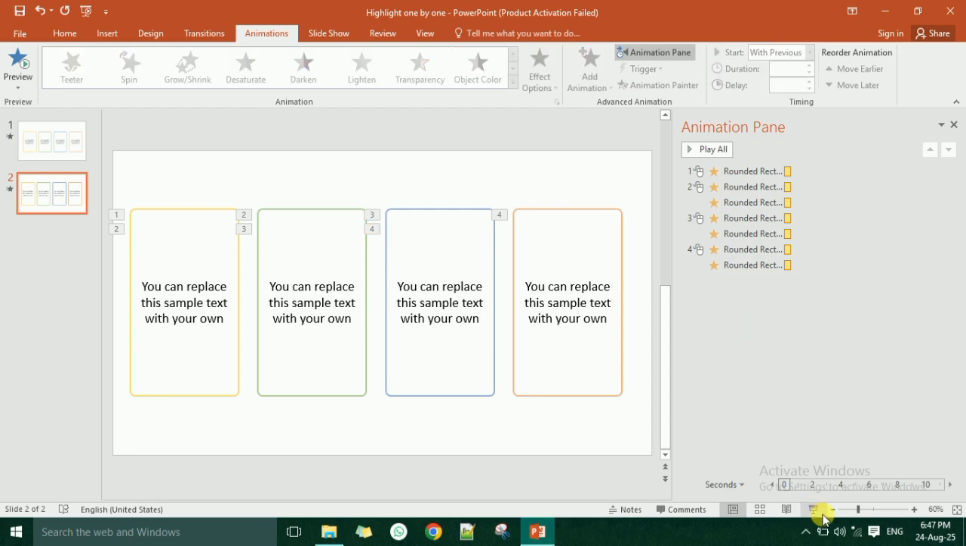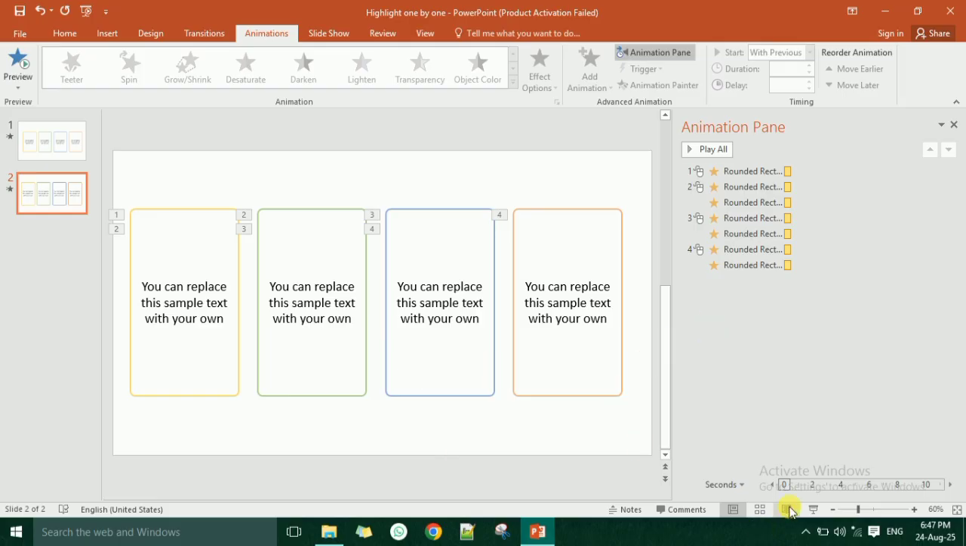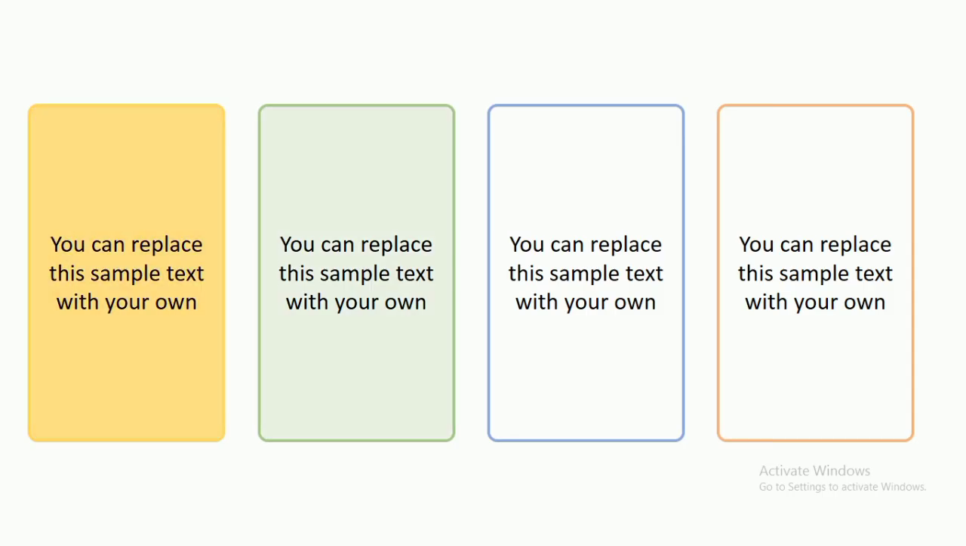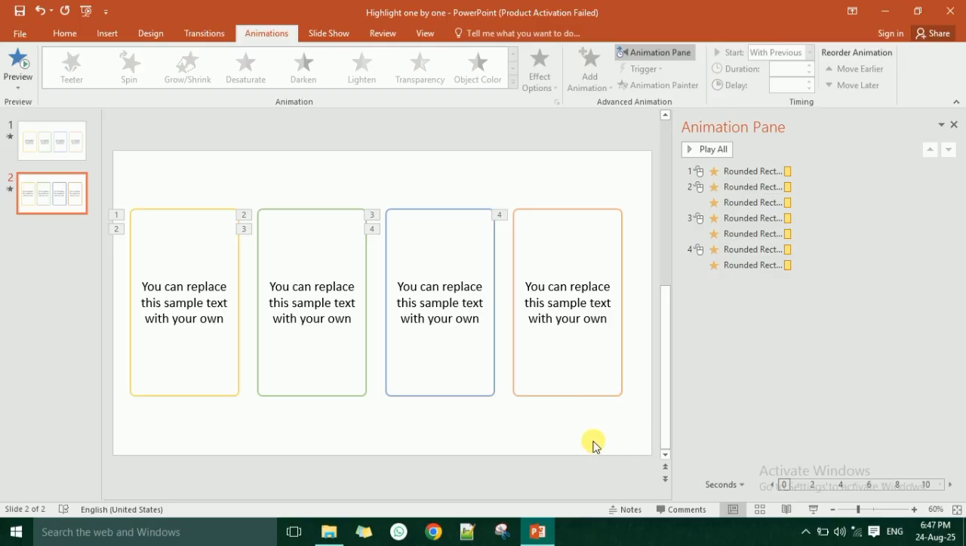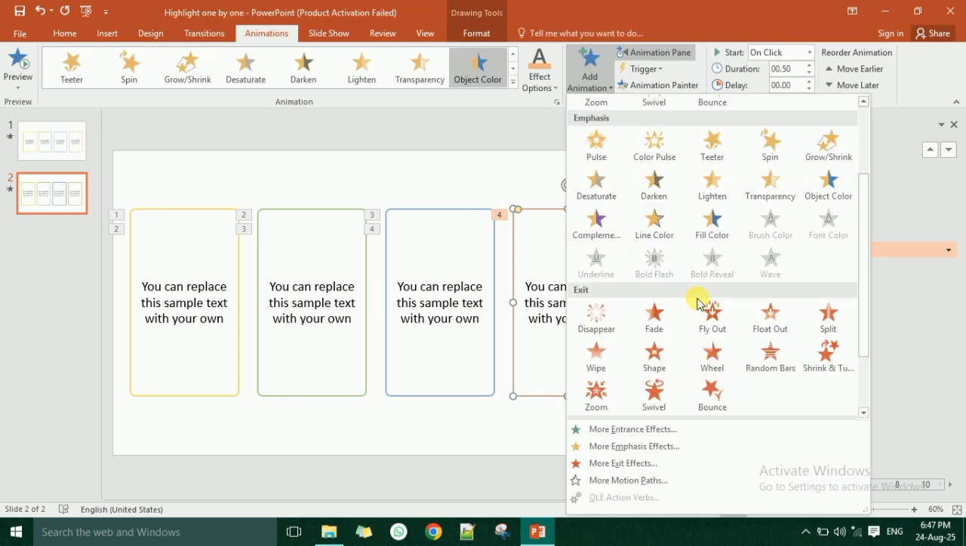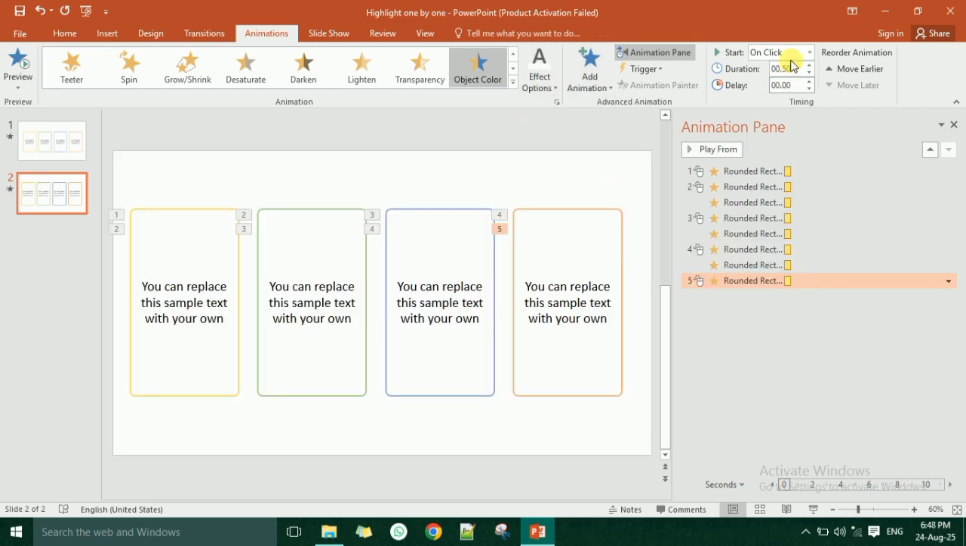And now let us play this slide. First click, second click, third click, fourth click, and now everything is okay. But you can notice one thing: when I click the last time, it doesn't regain its original formatting. So for that, click on this one, add animation, click on Object Color and choose the white color from here. And from here you can keep it the same as On Click.